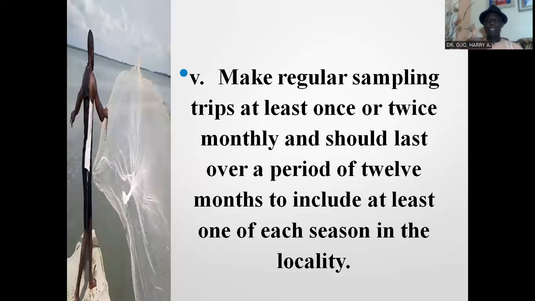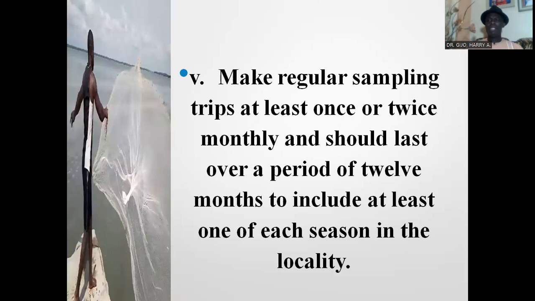So to have comprehensive data of the entire fauna of an area, the sampling should be done both during the dry season and the rainy season. The reason is that there are some fish species that will be available during the rainy season that will not be available during the dry season. And there are some that are available during the dry season, but are not available during the rainy season.